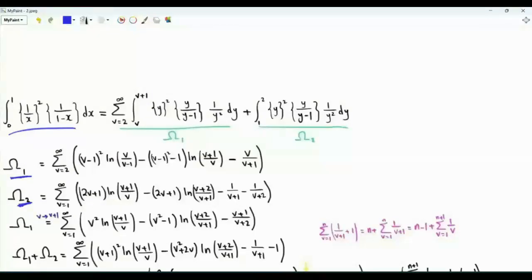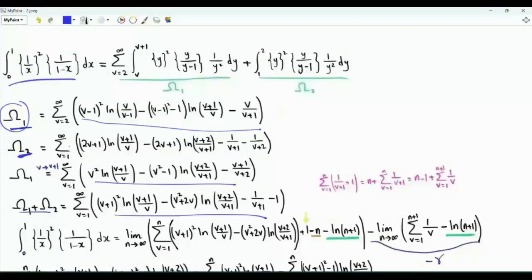To combine the two omegas, we revisit omega 1 and change the summation index v to v plus 1. When v is changed to v plus 1, the summation is from 1 to infinity. Every v here is replaced by v plus 1. Now the two sums are from 1 to infinity. We can add them. This is what we get.